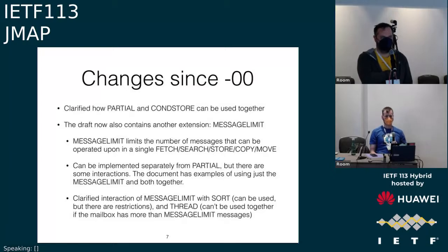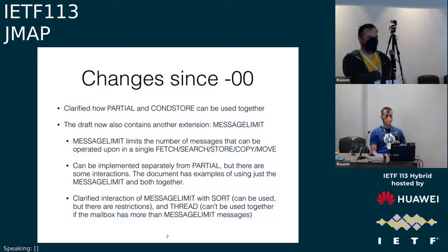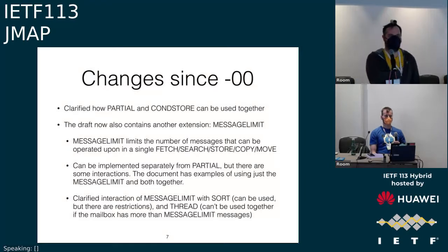So there were actually a fair amount of changes since version 0, but most of them were not related to the partial. The main clarification about partial is that if it's used with CONDSTORE, it is explicit how they are used together. So you can say, send me flag changes for all messages, changed since this timestamp, and only return so many of them.